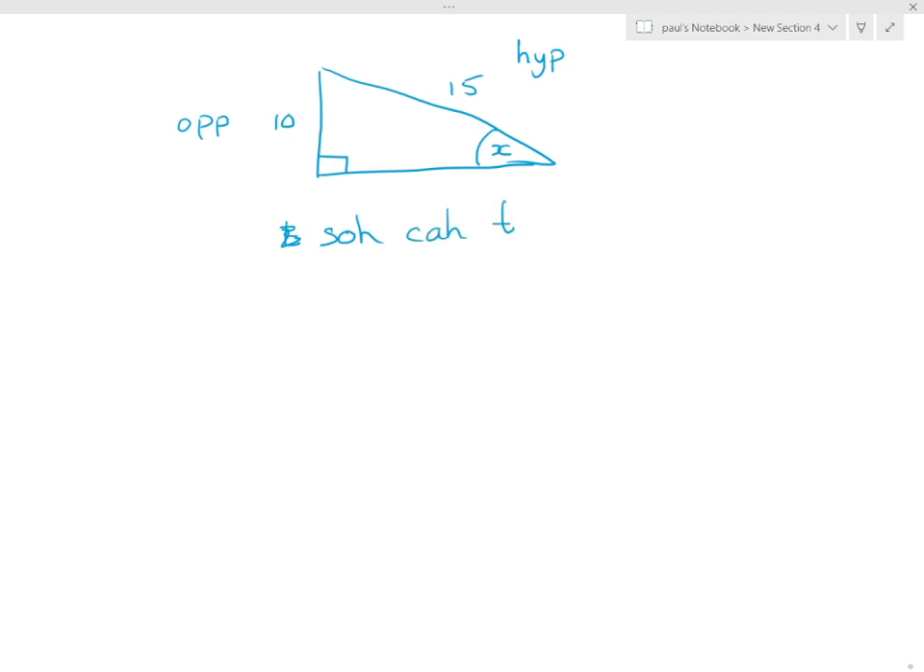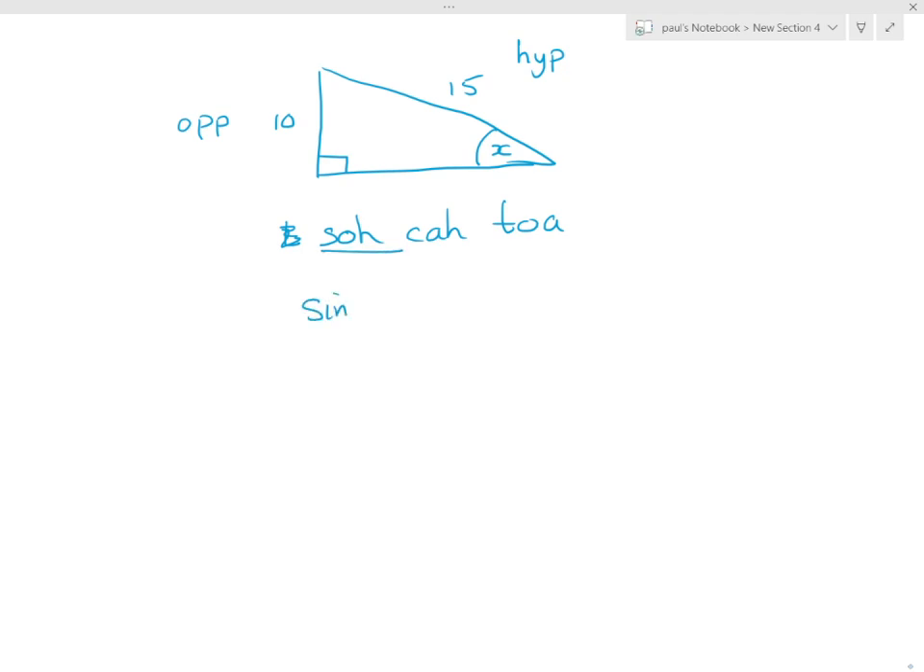We haven't found an angle yet, so should we find an angle? Yeah. So angle X, that's 10, that's 15. Okay, so label them up. We've got the opposite, and we've got the hypotenuse. So, hang on. So, SOH CAH TOA. We want opposite and hypotenuse, this one, yeah?